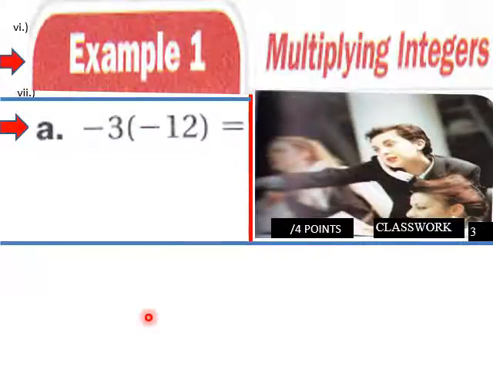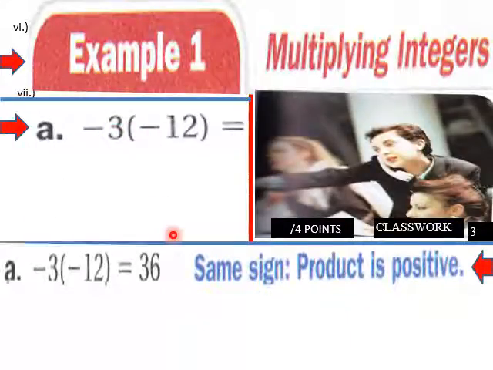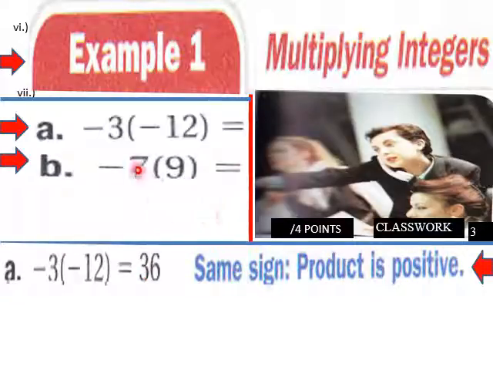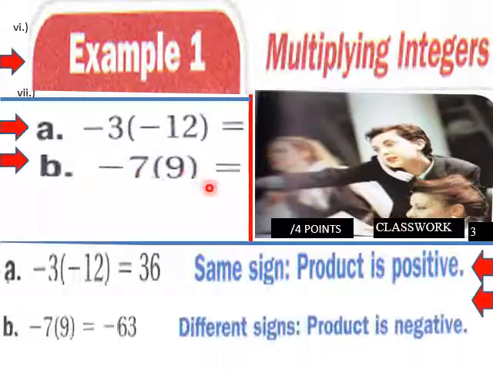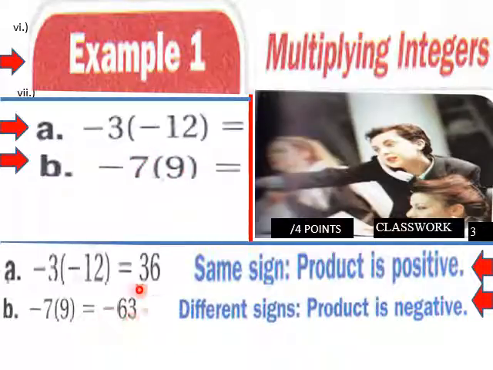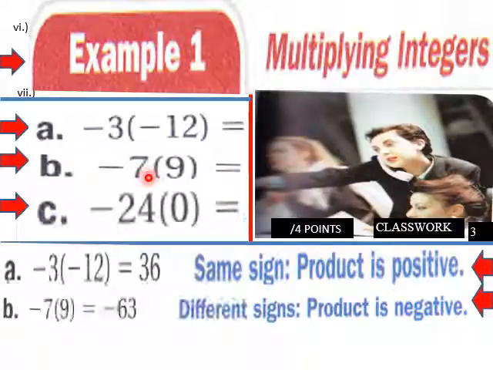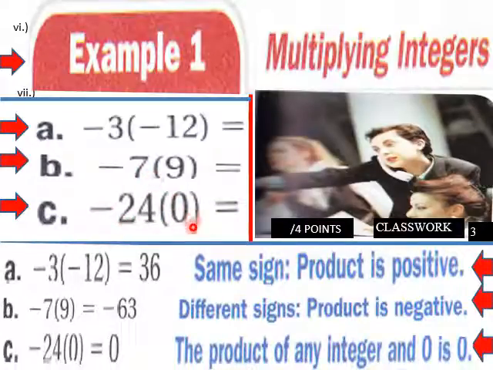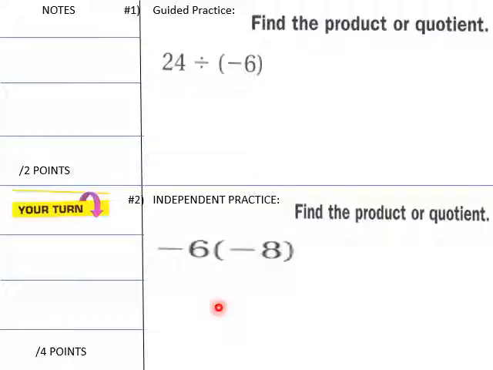So into our example 1, negative 3 times negative 12. We got two negatives here, so we have a positive 36. Product is positive. And then a negative 7 times 9, we have different signs now, so it would be a negative 63 for B. And then C, you've got negative 24 times 0. 0 product rule is 0. Anything times 0 would be 0.